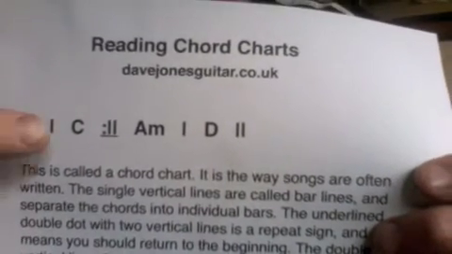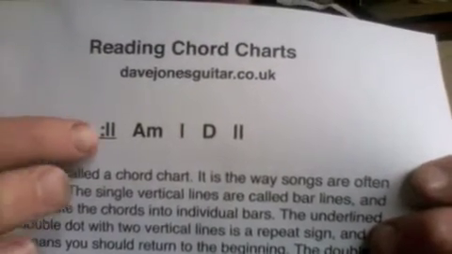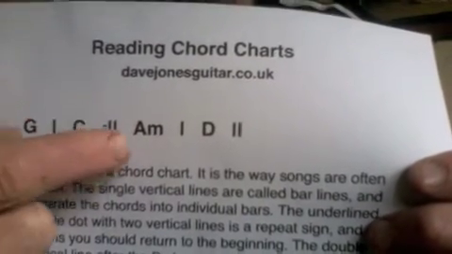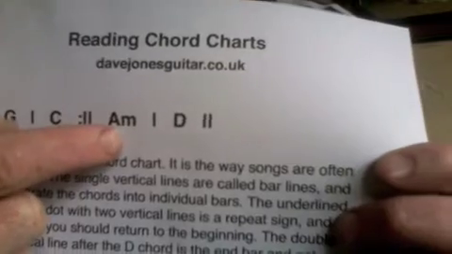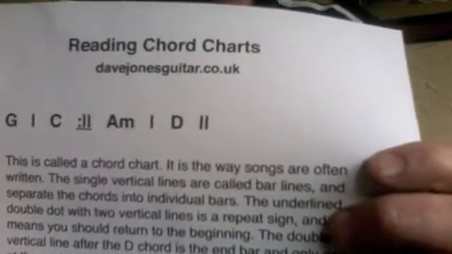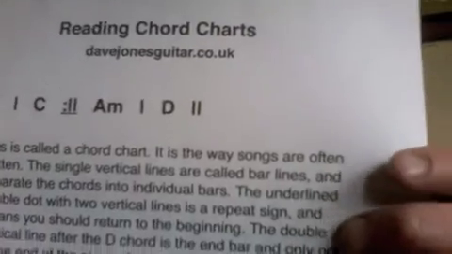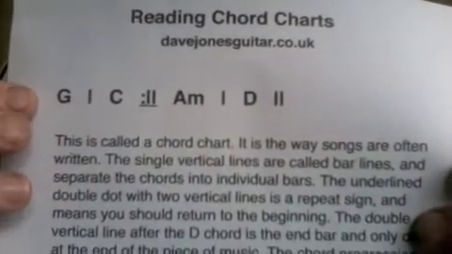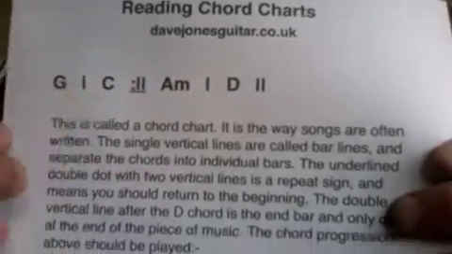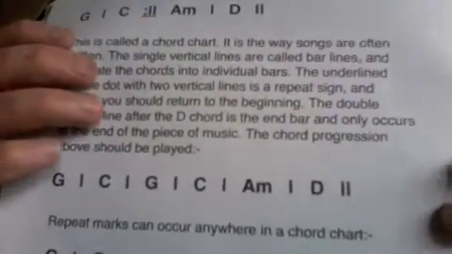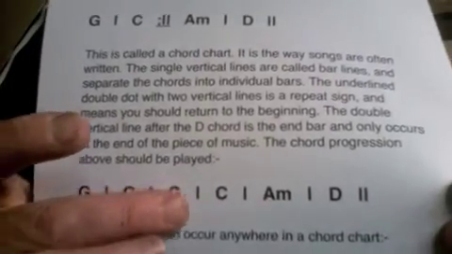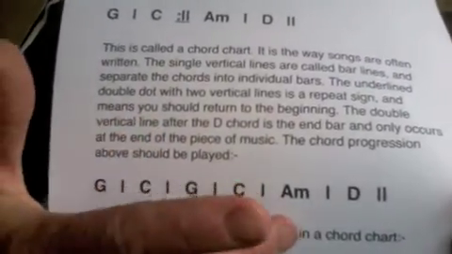So what we've got there is one bar of G, one bar of C, they're major chords, and then this double line with the double dot, what that means is repeat. So then you've got a bar of A minor, that's what the little m stands for, minor, and then a bar of D, and the double line at the end with no double dot means the end of that particular chord sequence. So this chord sequence here, G, C, double line, double dot, A minor, D, should be played like this: G, C, back to G, C, that's the repeat, then A minor, D.